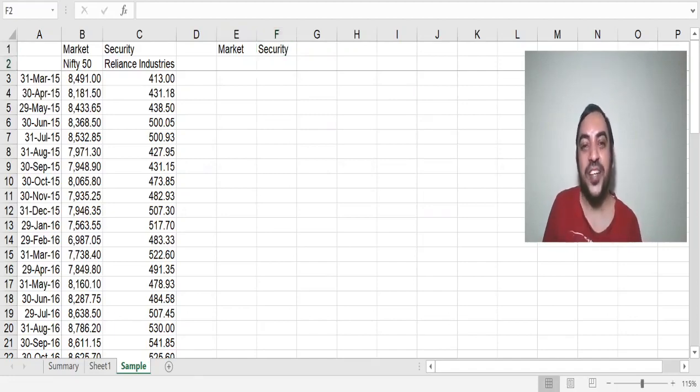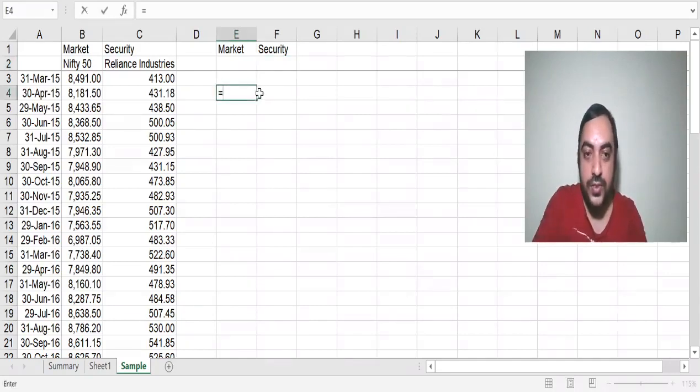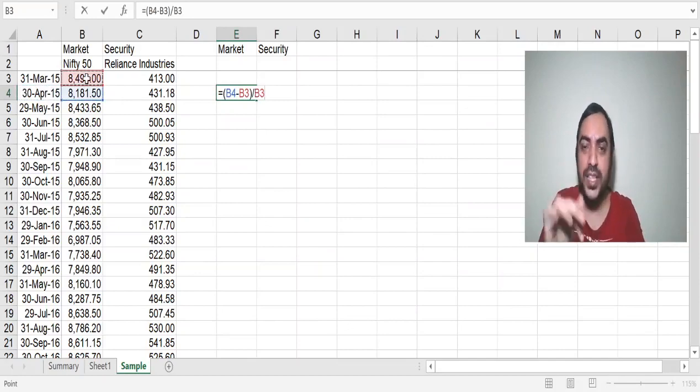Do you know, my dear friends, how you compute return? Current price minus previous price divided by previous price, minus 1. So let me do that now here. The Excel formula I can easily give. So for the market: current price minus previous price divided by previous price. So B4 minus B3 by B3, current price minus previous price divided by previous price.